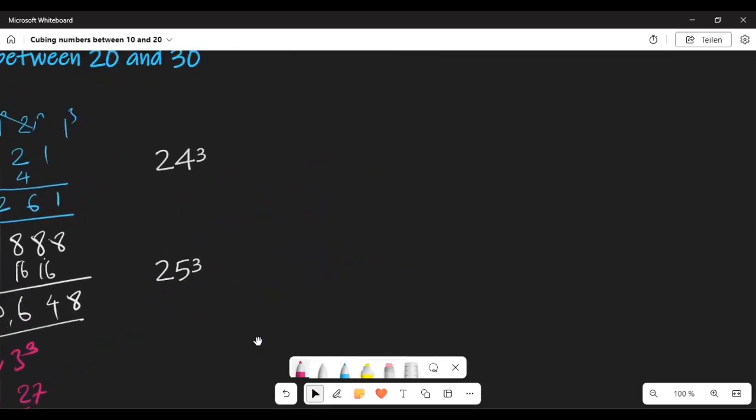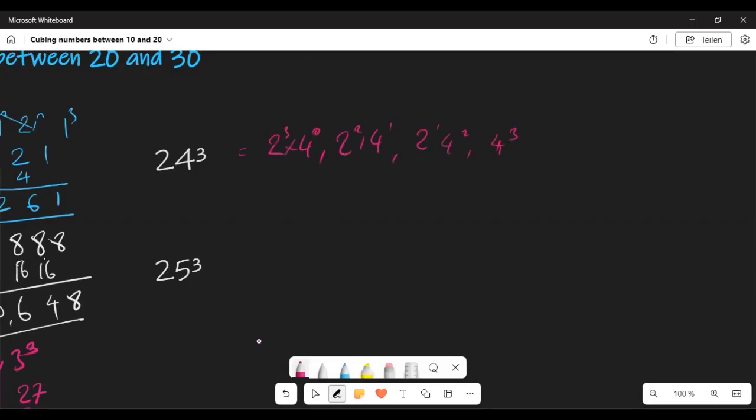Let's look at the second last one, which is 24. So we are going to start with 2 cubed multiplied by 4 power 0. And then we have 2 squared multiplied by 4 power 1. And then we have 2 power 1 multiplied by 4 squared. And then last one, we have 4 cubed. Okay, so that's how we're getting these numbers.